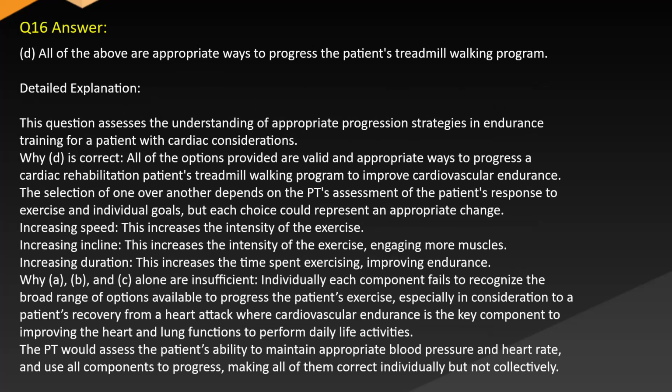Answer D. All of the above are appropriate ways to progress the patient's treadmill walking program. Detailed explanation. This question assesses the understanding of appropriate progression strategies in endurance training for a patient with cardiac considerations. D is correct. All of the options provided are valid and appropriate ways to progress a cardiac rehabilitation patient's treadmill walking program to improve cardiovascular endurance.